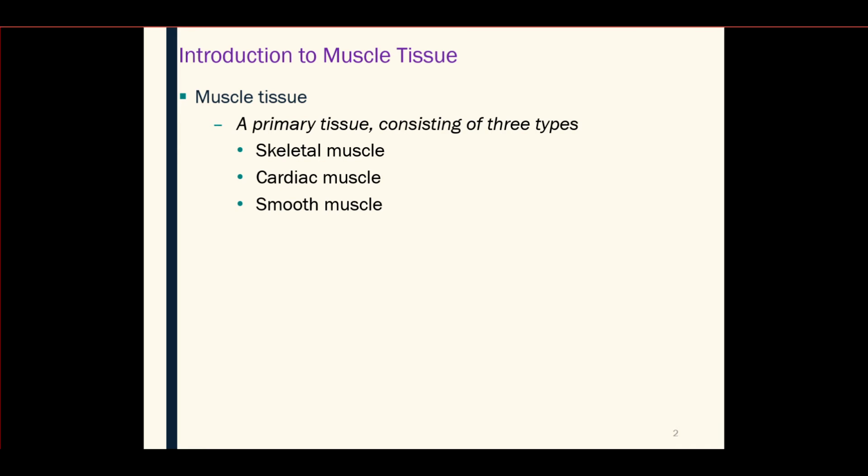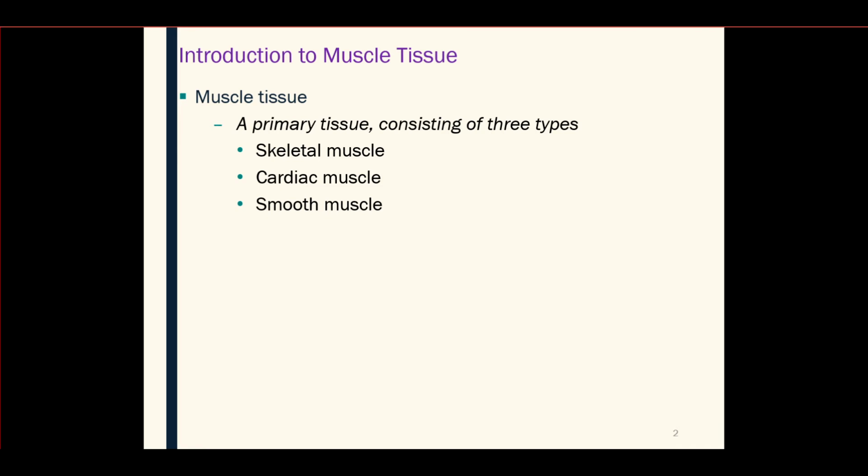Now, there are three different types of muscle tissue. The muscle tissue that's on our frame is known as skeletal muscle. The muscle tissue that makes up our heart is cardiac muscle, and then the muscle tissue that makes up our hollow organs and our blood vessels is known as smooth muscle.